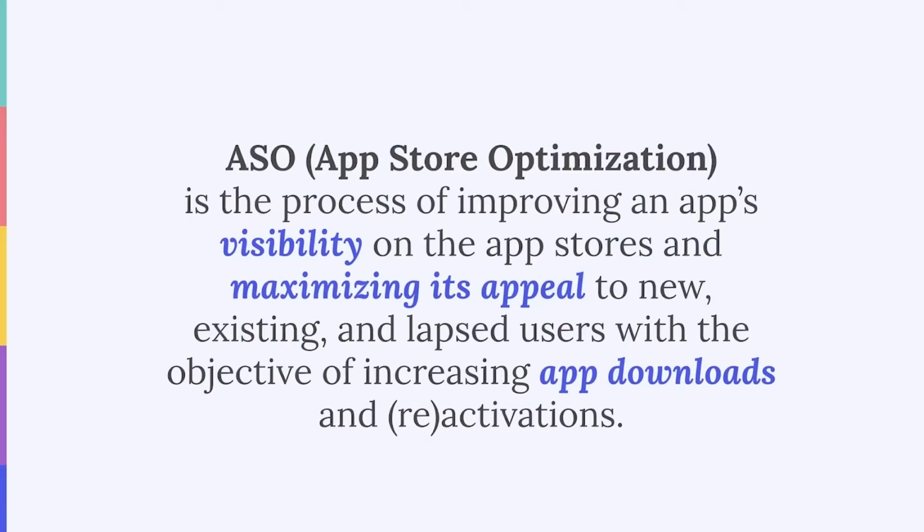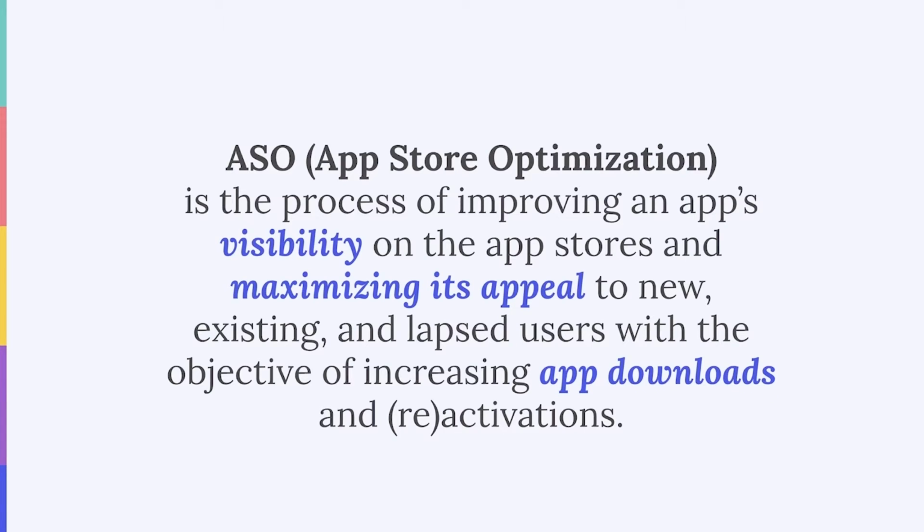But how do you make sure that your app gets in front of the right people in the right places? And how do you make sure that these people actually download your app? That's where ASO comes in. We define ASO, standing for App Store Optimization, as the process of improving an app's visibility on the app stores and maximizing its appeal to new, existing, and lapsed users with the objective of increasing app downloads and reactivations.